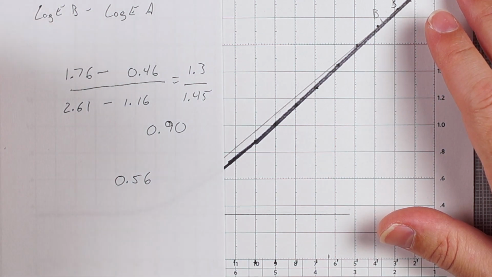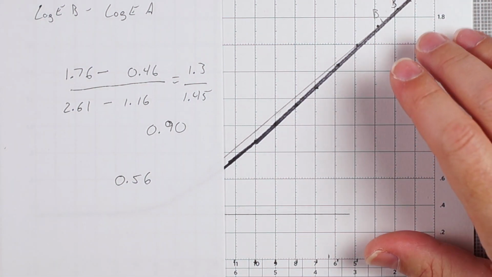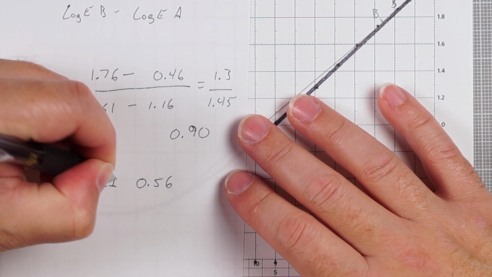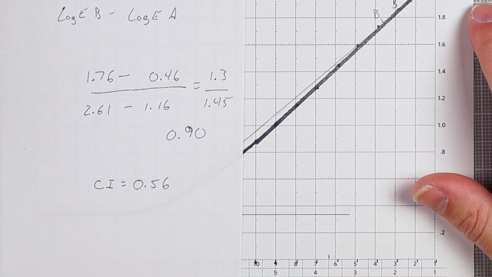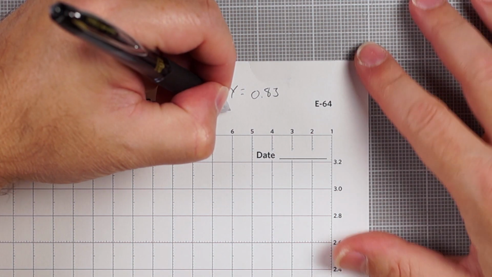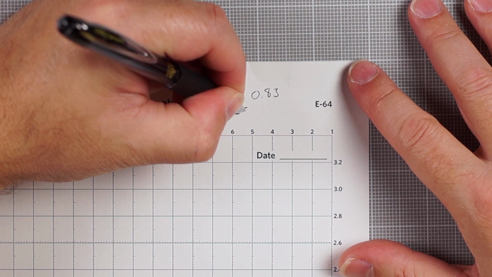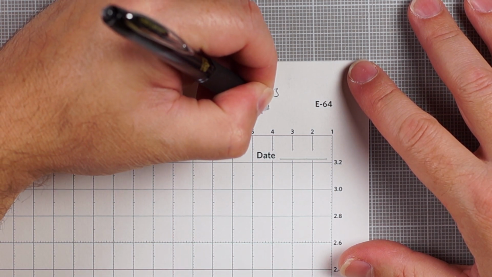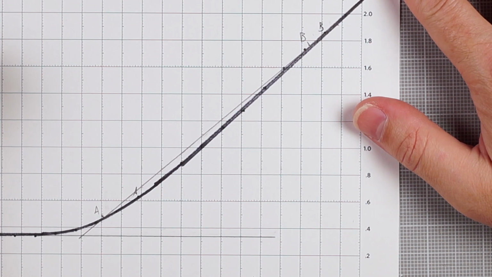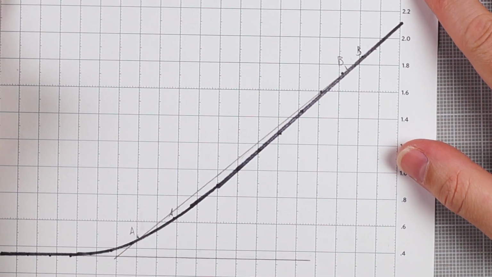It is a similar way to gamma as I said before. We would write this as contrast index equals 0.56. In my case, we are going to mark contrast index equals 0.90. So that is the slope of this film in D-23 at 12 minutes.